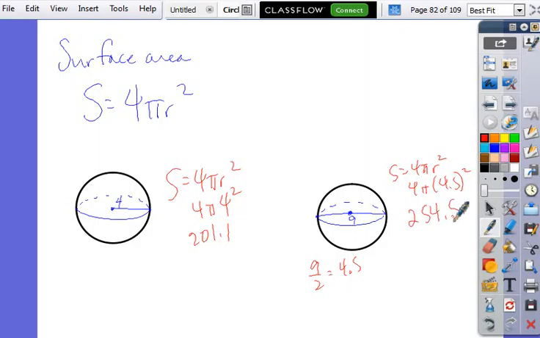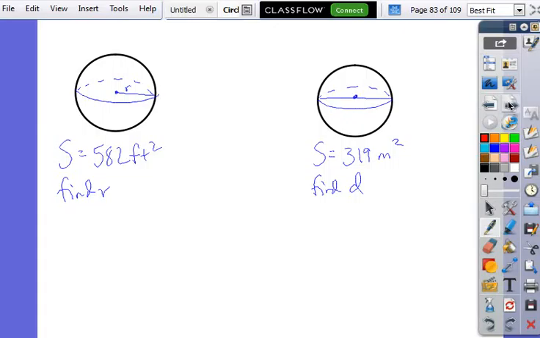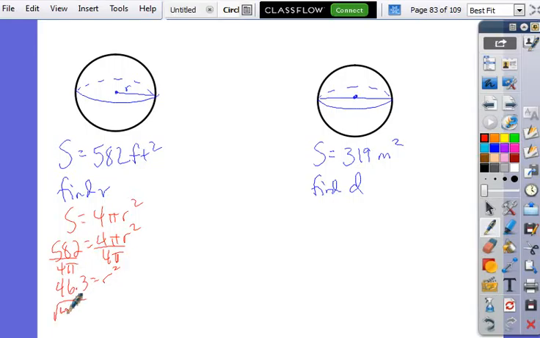All right. Then if it gives me the surface area, I'm going to plug that number in for the S. What's my next step? So I'm going to divide by 4 pi. What is this number? 46.3. So I have 46.3 equals r squared. Square root that. Is that 6.8?